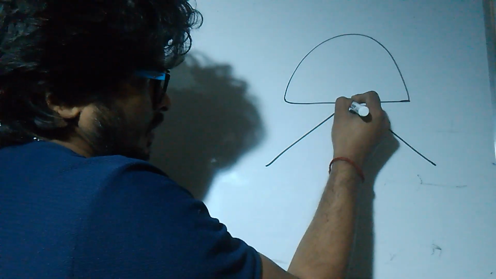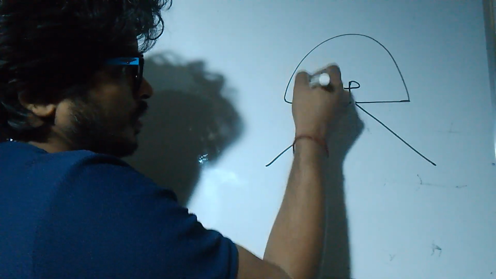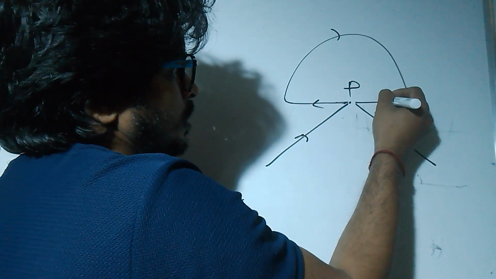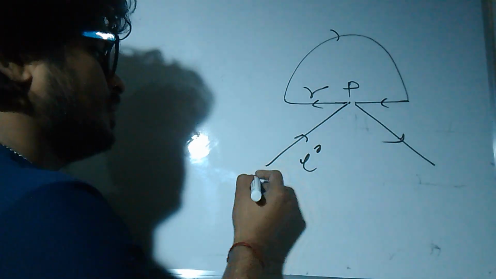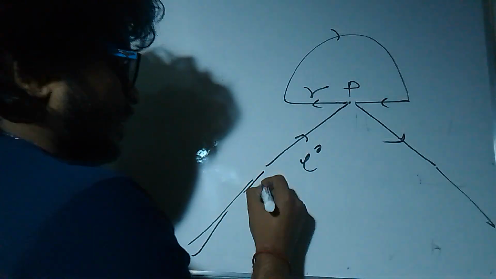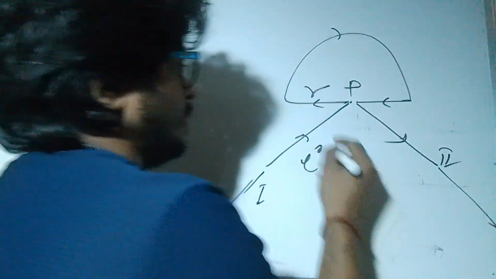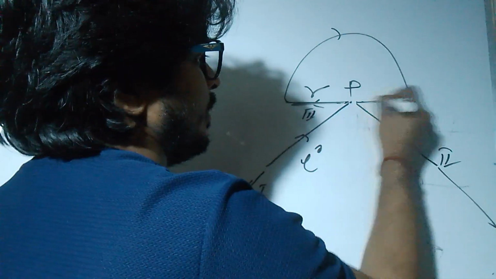So what is happening over here? This is the center, this is point P, and we need to find the magnetic field at point P. The current I is coming and going, the radius is r, and this is infinite, and this is infinite. So this is wire number 1, this is wire number 2, and I am taking this diameter as wire number 3, and this diameter as wire number 4.